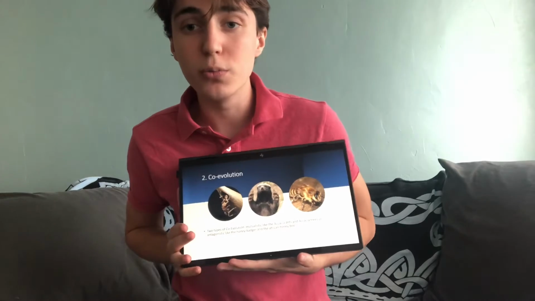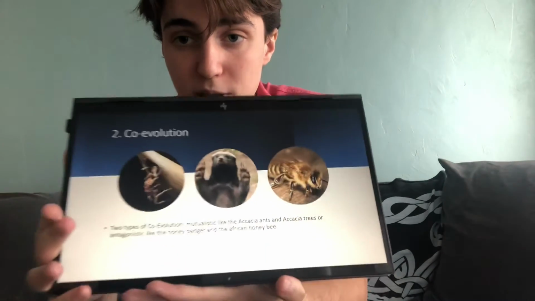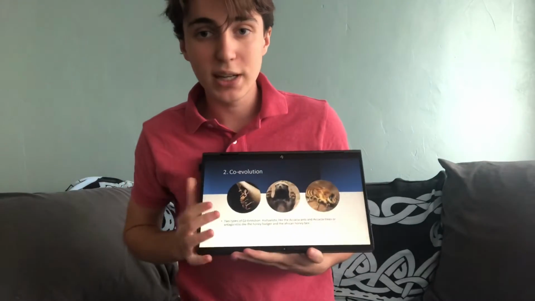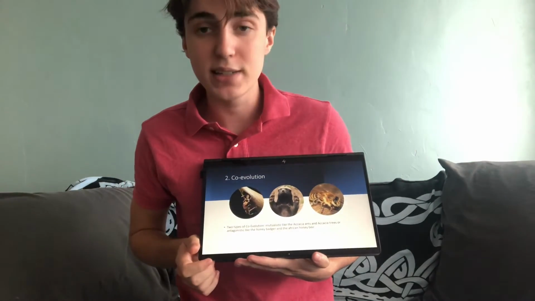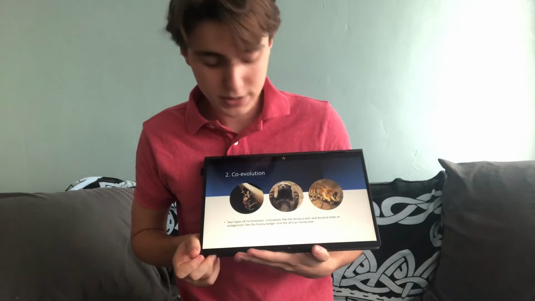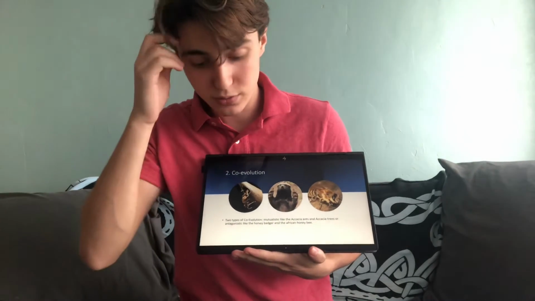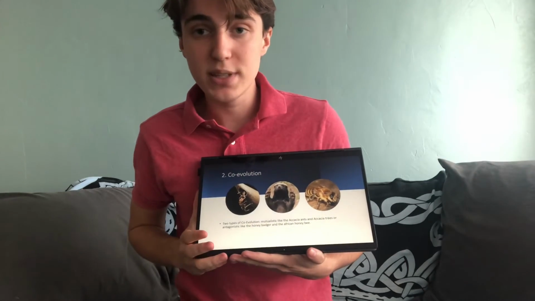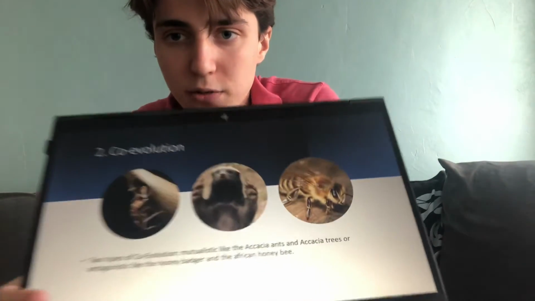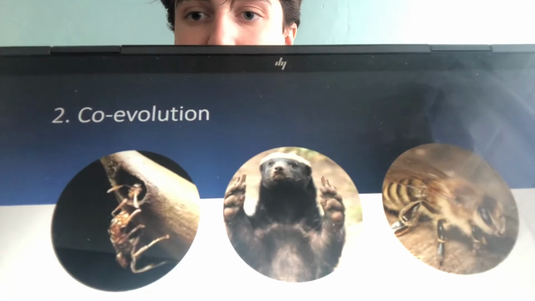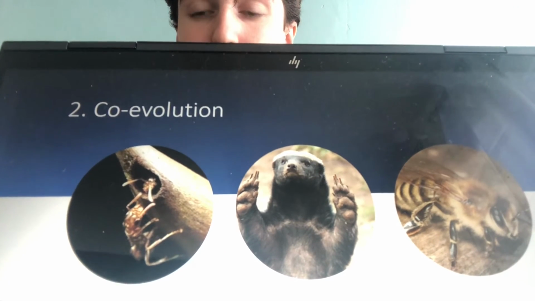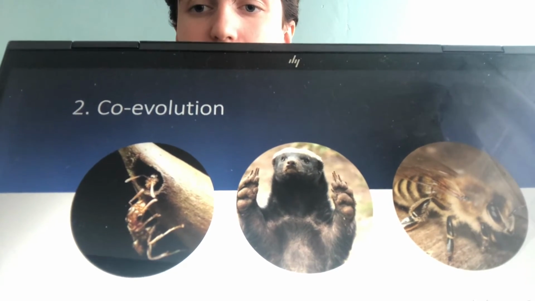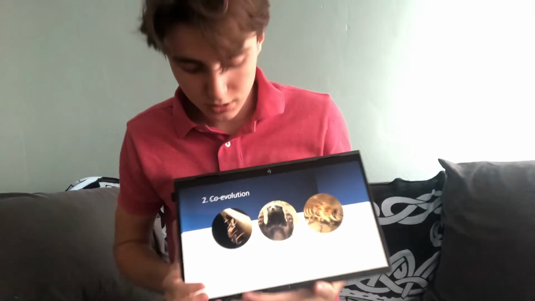For mutualistic coevolution we can speak about the acacia ants and the acacia trees. The acacia ants protect the acacia trees from herbivores that would eat all the branches, while the acacia trees offer a habitat for the acacia ants. As you can see on the photo, we have a nest, so the acacia ant has its young in the hollow.